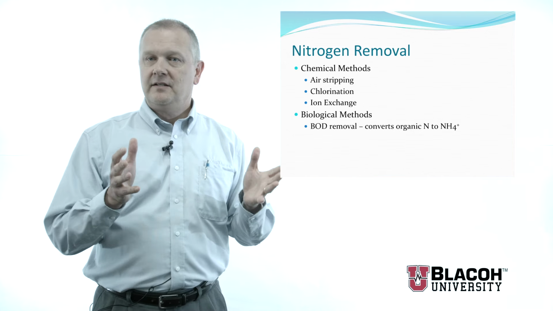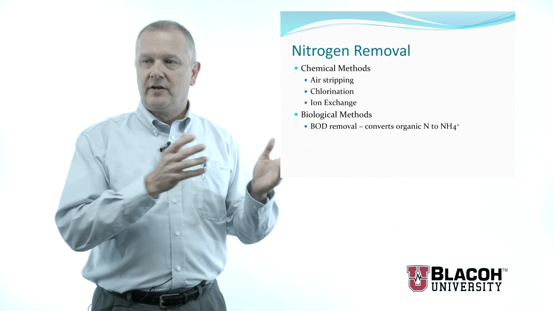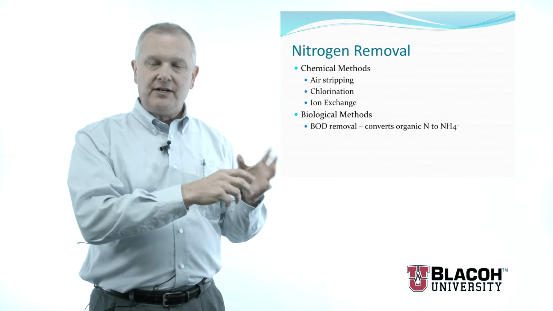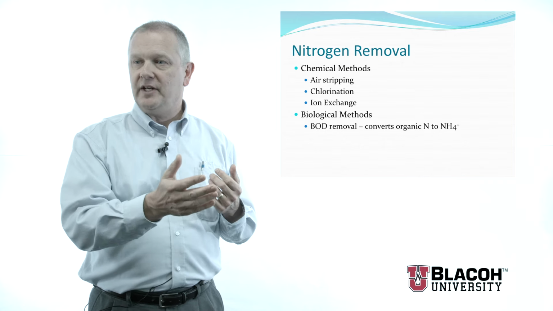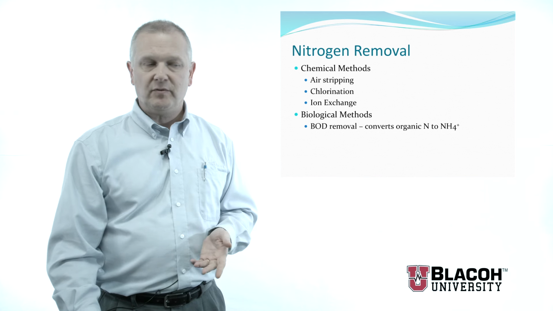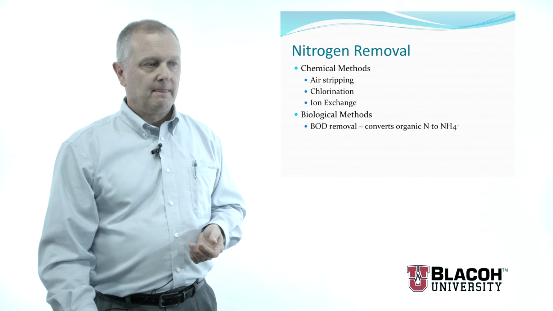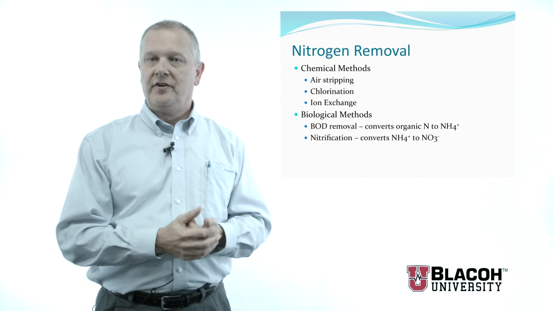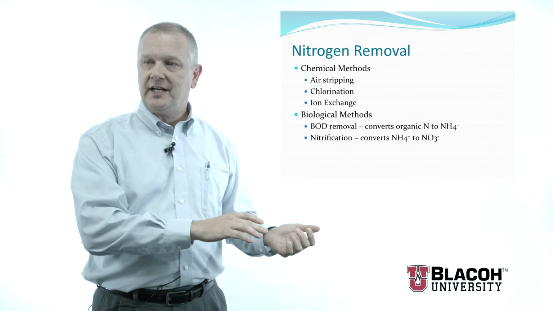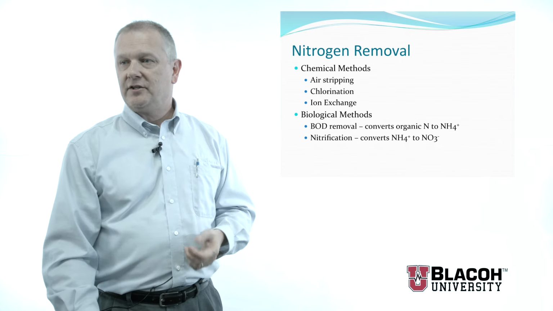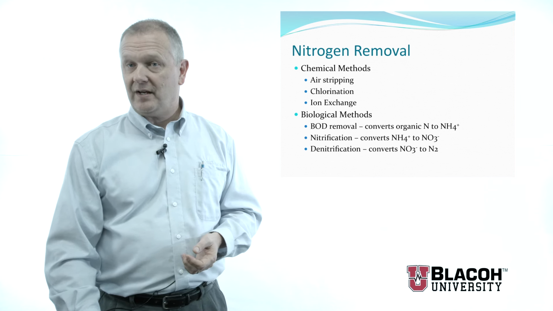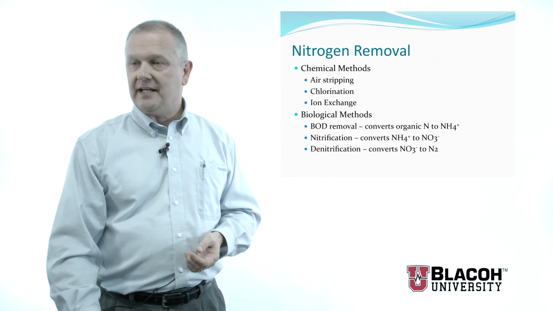If you attended our activated sludge session, we talked a lot about BOD removal. During BOD removal, the nitrogen in the organic matter is converted to ammonia. This is the first step in any nitrogen removal process. The second step is called nitrification, and this is to remove ammonia. It transforms ammonia to nitrate. And then there's a final step. If a plant needs to get rid of the nitrate as well, there's a step called denitrification.